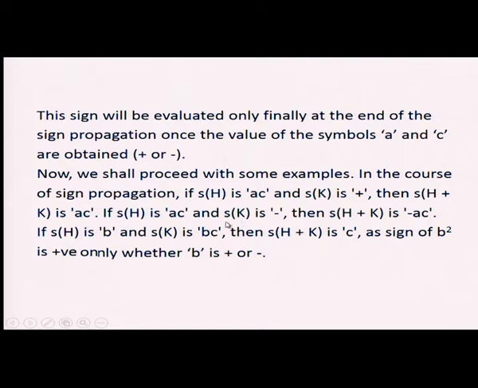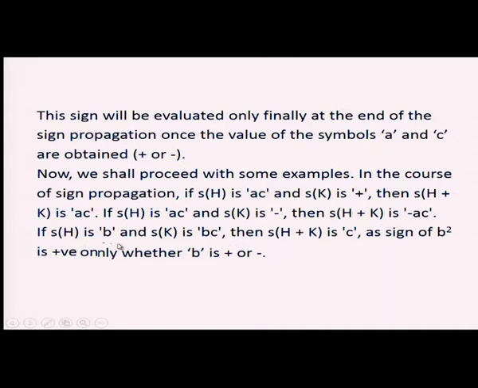So, AC into minus, therefore, the sign of H plus K is minus AC. A can have plus or minus, C can have plus or minus; we will give some exact sign. Minus AC is the final sign of H plus K. Now, here comes a little bit of complication, do not get confused.